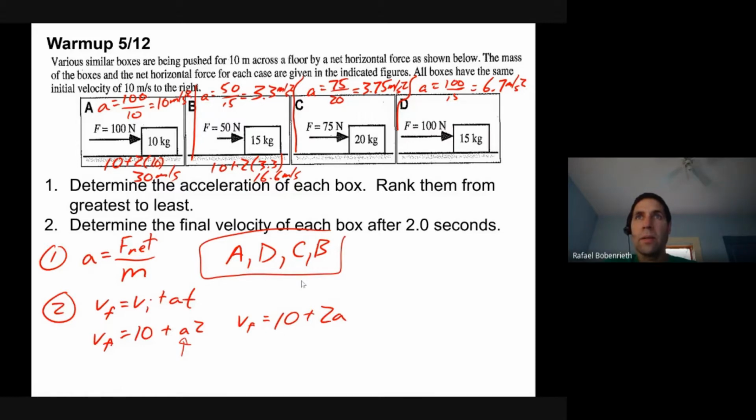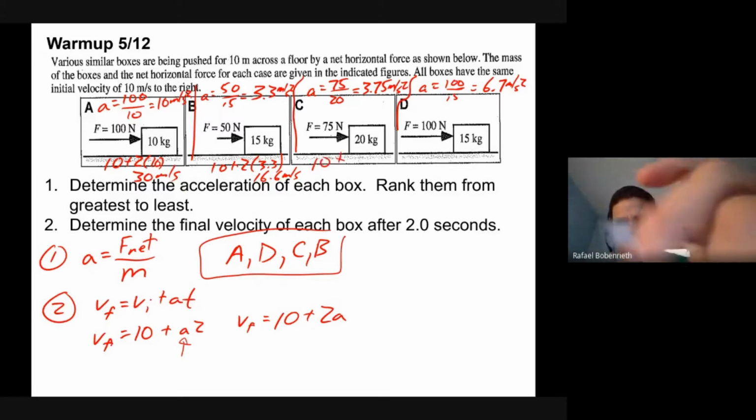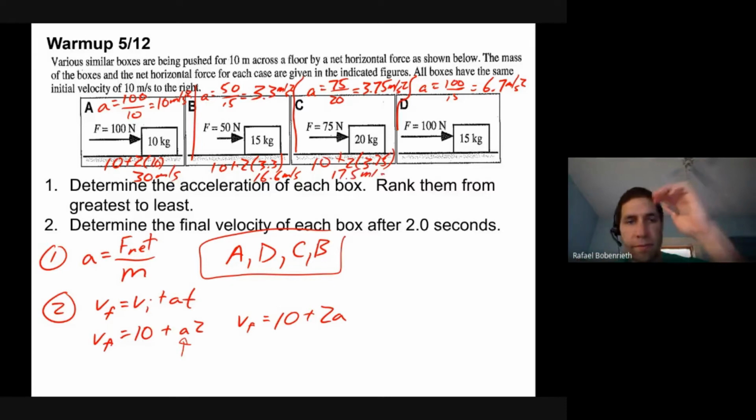They would be, let's see, we go 10 plus 2 times 3.75. So 3.75, that would be 17.5 meters per second. And then this would be 10 plus 2 times 6.7. So that's 6.7 times 2, what is that, 13.4. So that would be 23.4 meters per second. I didn't ask you to rank them, so as long as you give me that, that's fine.